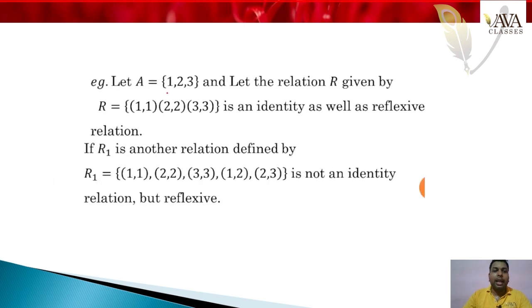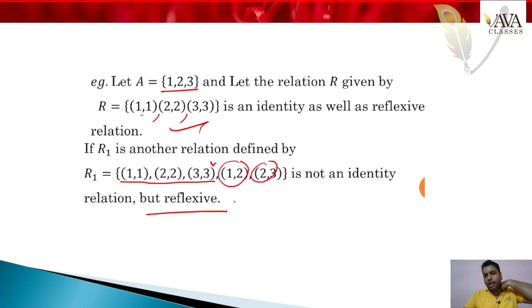Now, let A equal to {1, 2, 3} and the relation R given by R equal to {(1,1), (2,2), (3,3)}. It is an identity as well as reflexive relation. If R1 is another relation defined by R1 equal to {(1,1), (2,2), (3,3), (1,2), (2,3)}, it is not an identity relation, but it is only reflexive, since (1,1), (2,2), (3,3) is there but an extra element is there. Just previously I explained. Because of this extra element, it is not identity, but it is only reflexive.